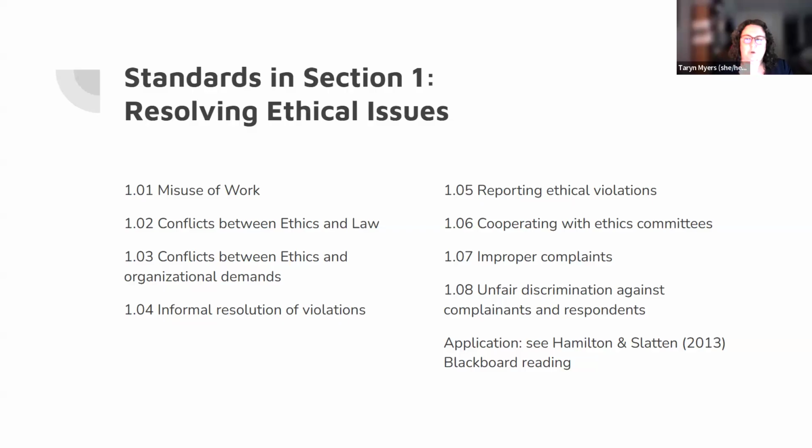Again, yes, no, yes, cooperate with ethics committees, and that could be APA's ethics committee, but a lot of times it's going to be your state licensing board ethics committee. Don't make improper complaints. Don't make something up, right? Don't blow stuff out of proportion. That could be handled informally. And then don't discriminate against whistleblowers or against people who have complaints against them, right? Especially if those turned out to be false. There's a really nice application example in the Hamilton and Slatton reading on Blackboard.